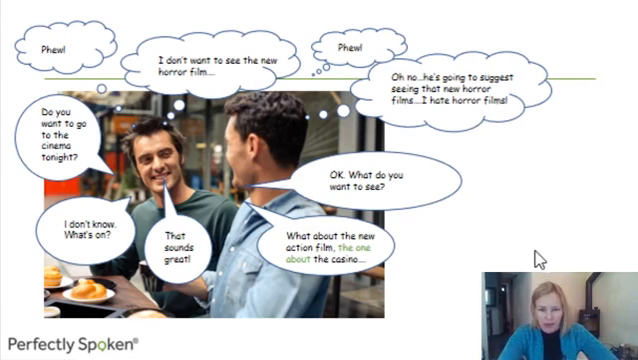Okay, let's have a look at some more language. So the one about, and do you remember this one? Can you see above in the green? Oh no, he's going to suggest. He's going to suggest. So you've got future going to for a prediction.